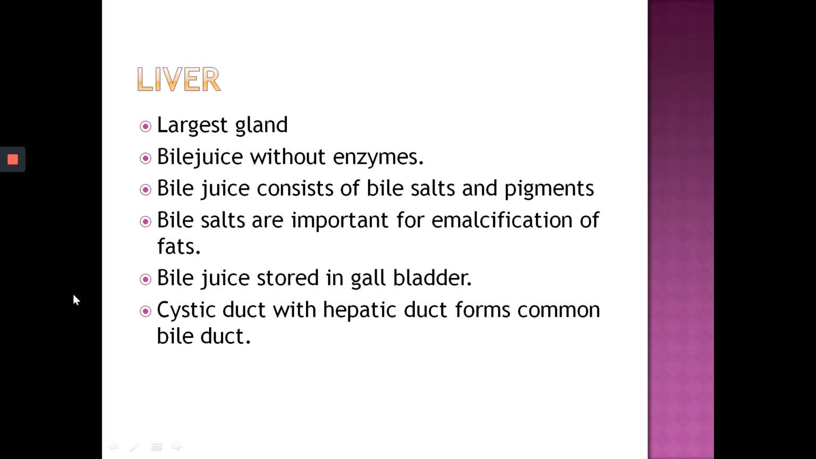Next, we move to another gland, which is the liver. It is a gland which is present outside the alimentary canal. Oral cavity, stomach, and intestine are the alimentary canal. The glands which are present inside the alimentary canal are salivary glands, gastric glands, and intestinal glands. That's why those are known as intra-alimentary glands.